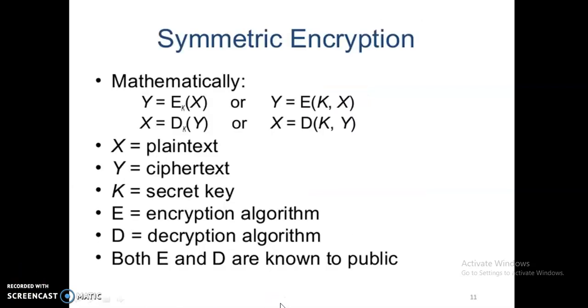So these are the things used in symmetric encryption. This is the ciphertext, Y equals encryption, with the key and the plain text. On the decryption side, they recover the plain text by the decryption algorithm, using the secret key, both using the same key, and the ciphertext. Here X is the plain text, Y is the ciphertext, K is the secret key, E means the encryption algorithm, and D means the decryption algorithm. Y is the ciphertext, and we get it by means of the encryption algorithm.